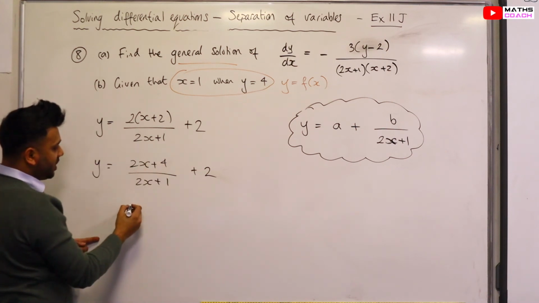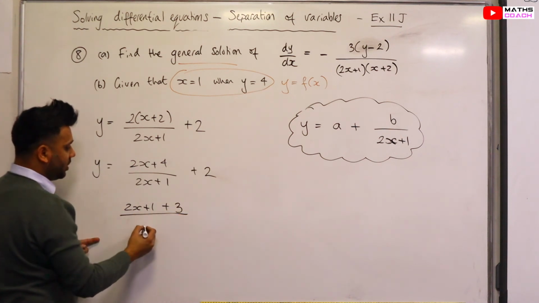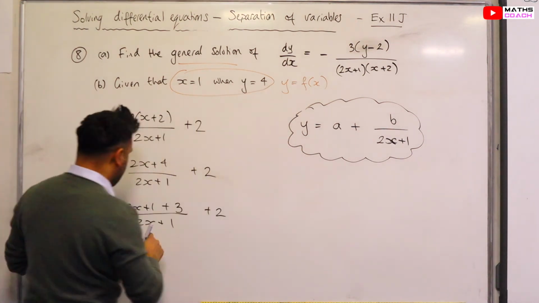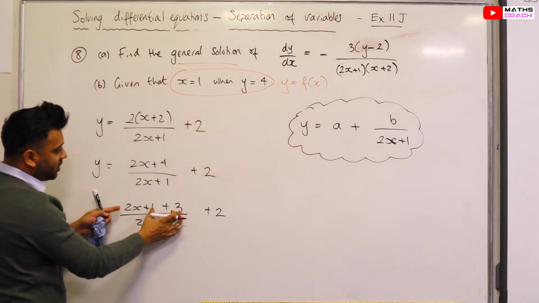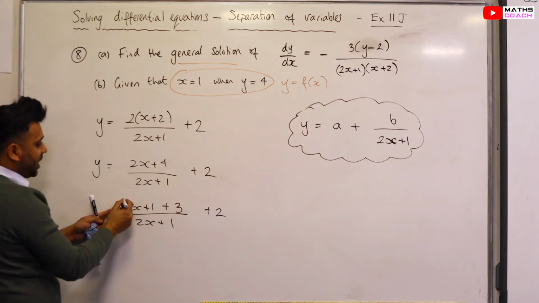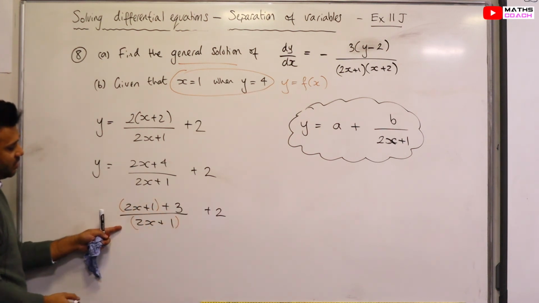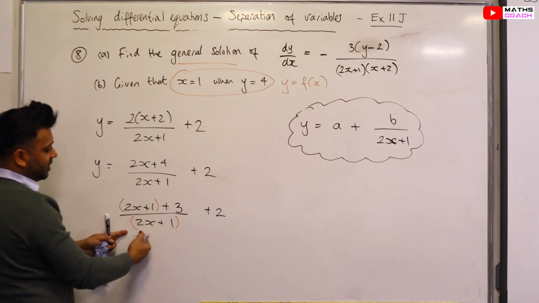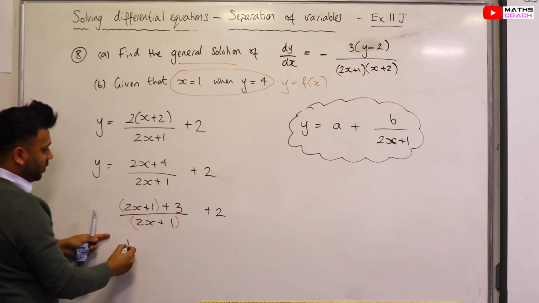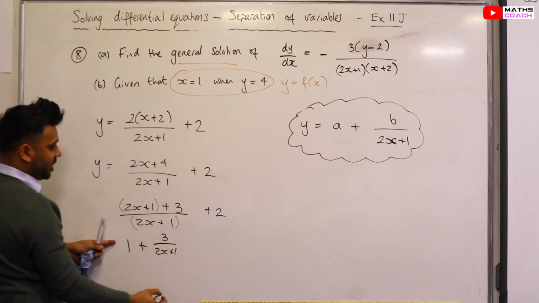Well, 2x plus 4 is the same as 2x plus 1 plus 3, over 2x plus 1, and then plus 2. You can see here that we have 2x plus 1 plus 3, but 1 plus 3 gives back our 4 there. Why did I split this up as 1 plus 3? It's because now the 2x plus 1 matches the 2x plus 1 on the denominator. We now have two terms on the top being divided by the same denominator. So 2x plus 1 divided by 2x plus 1 gives you 1, plus 3 over 2x plus 1, plus the 2 there.